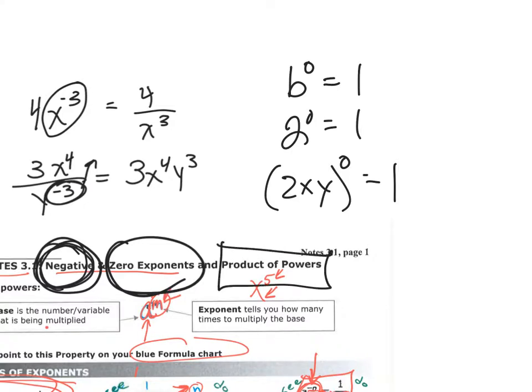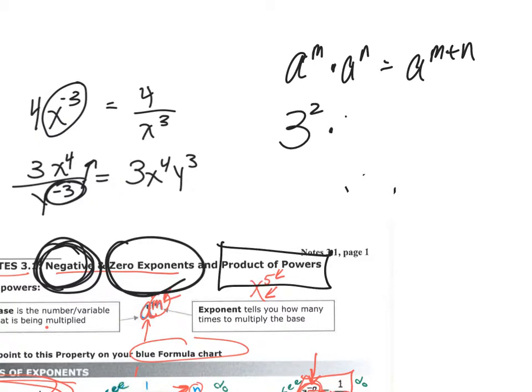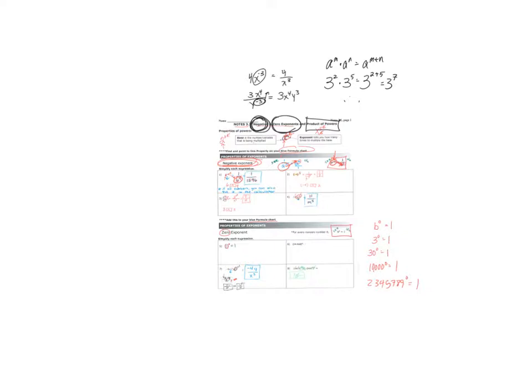And finally, we talked about the product of powers rule. This rule says that if I have the same base and they're multiplied, all I do is add the exponents. So if I had 3 squared times 3 to the 5th, then that would be 3 to the 2 plus 5, which is 3 to the 7th. And that's all that rule has. So we basically looked at 3 exponent rules.